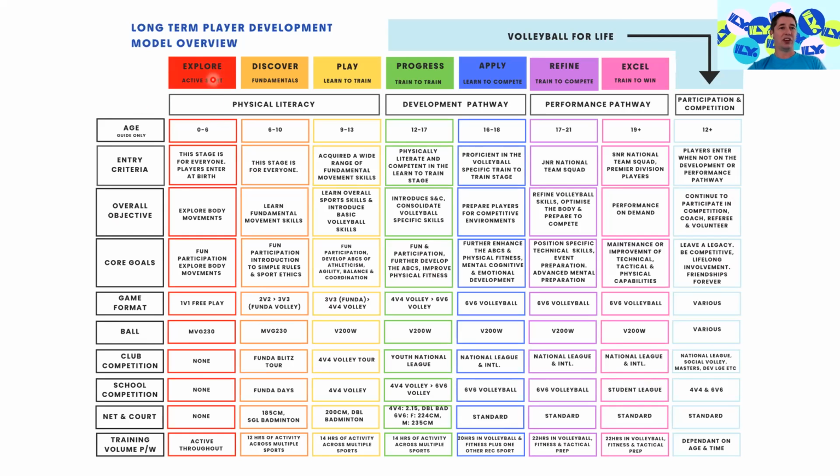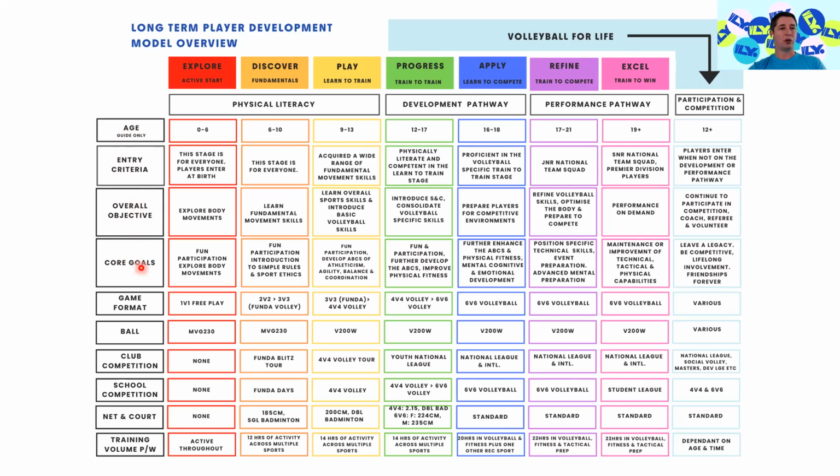So you'll see the stages here: active start, fundamentals, learn to train, learn to compete, train to win, and the volleyball for life or active for life, which overruns a lot of these stages if you're not involved in the developmental pathway or the performance pathway. As we run down the right-hand side, age, again, is a guide only. We have some objectives for each stage.